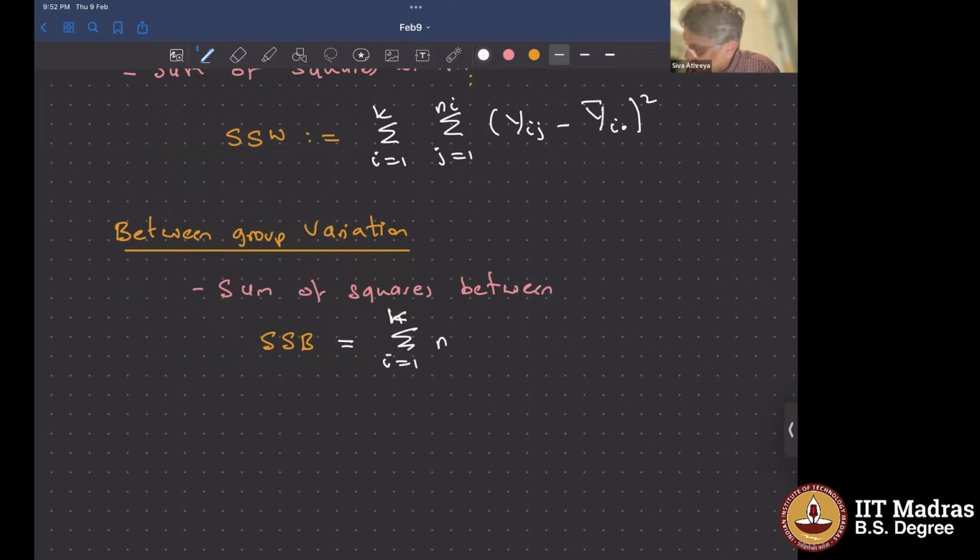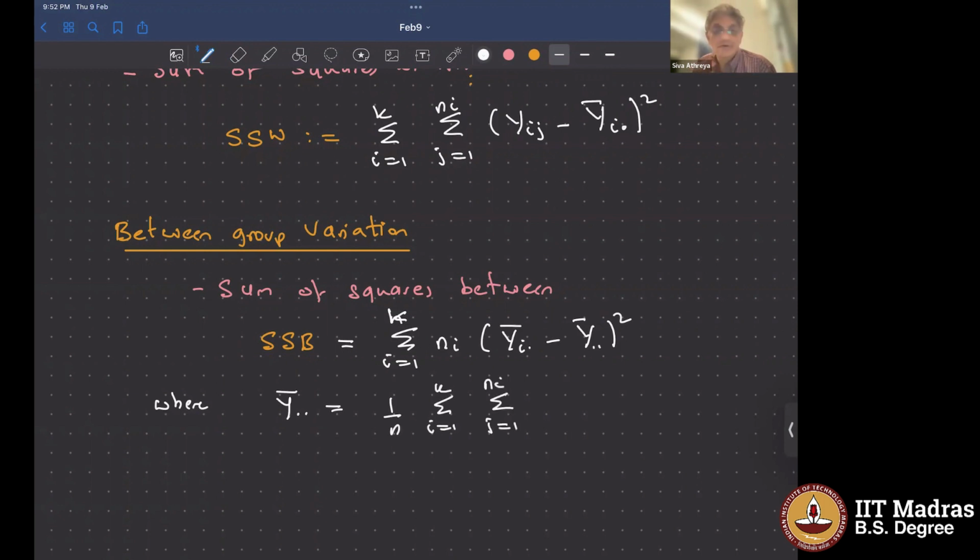And then what I'll do is I'll just do the n_i. And within each group also I'll take the mean. So I'll take the y_i dot bar minus the overall mean. So I'll call this y dot dot bar, whole square, where y dot dot bar is the entire mean. So it'll be 1 over n, the sum over i from 1 to k, the sum over j from 1 to n_i of y sub ij. Right. So now, of course, statistically speaking, they are very, very interesting random variables. We'll try and understand the distribution in a second.